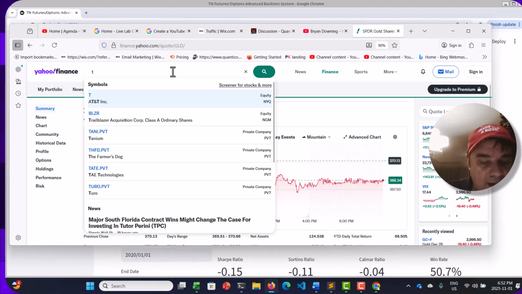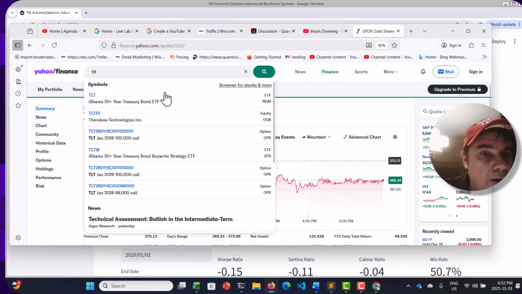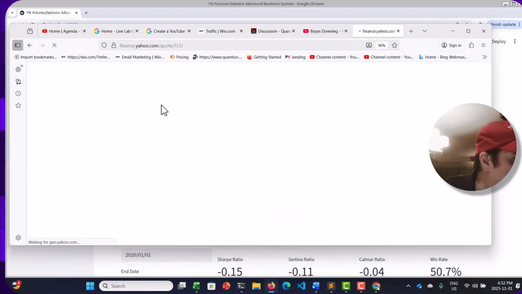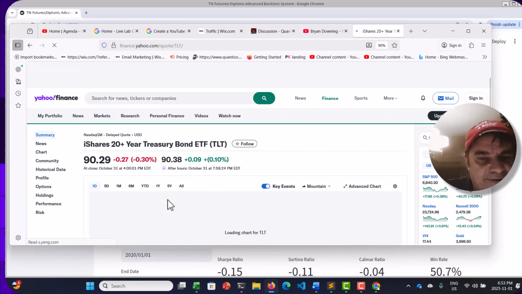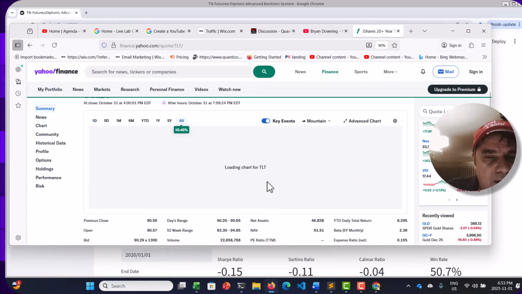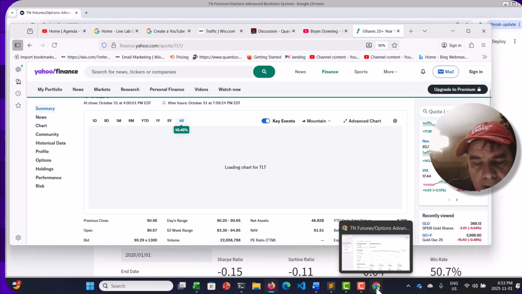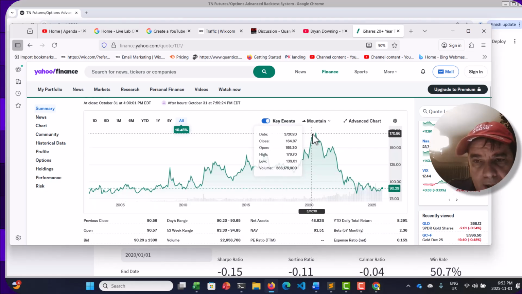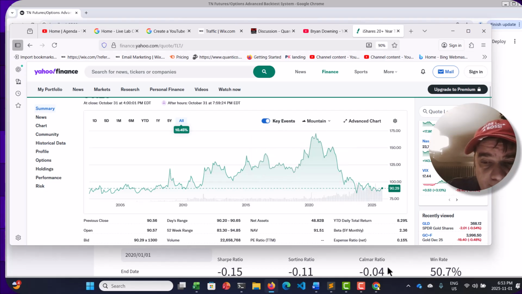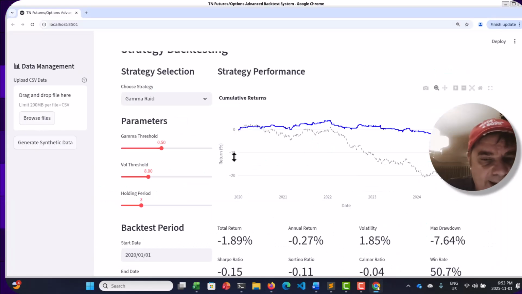So if I look up TN or TLT might be a good one. Let's see, last 5 years. Let's say all. So did in fact the TN drop 5, was it 20%? So yeah, it dropped. It dropped quite a bit. It dropped more than half. So let's go with that. Okay, let's just assume that that's the case.